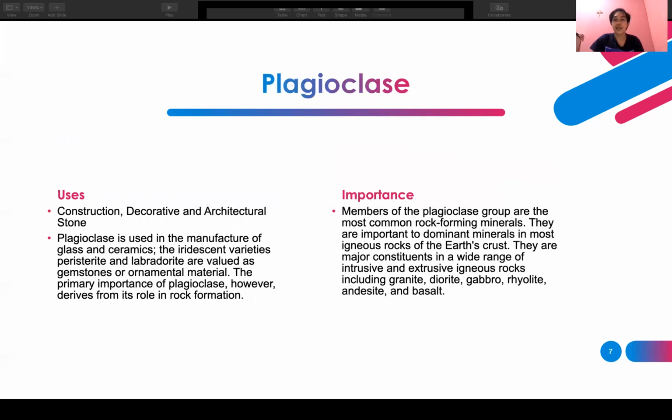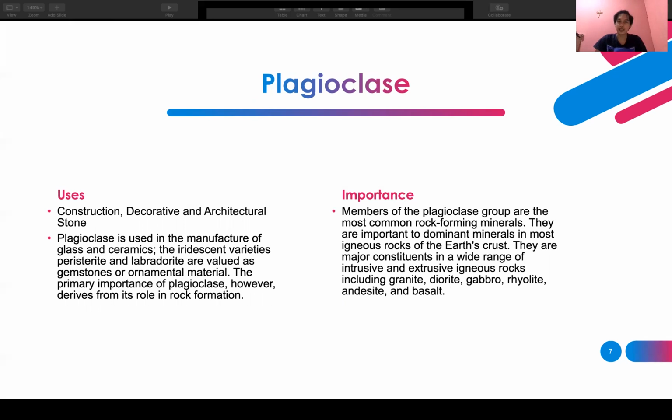Then, the plagioclase is used in construction, decorative, and architectural stone. Plagioclase is used in the manufacture of glass and ceramics. The iridescent varieties peristerite and labradorite are valued as gemstones or ornamental material. The primary importance of plagioclase, however, derives from its role in rock formations.